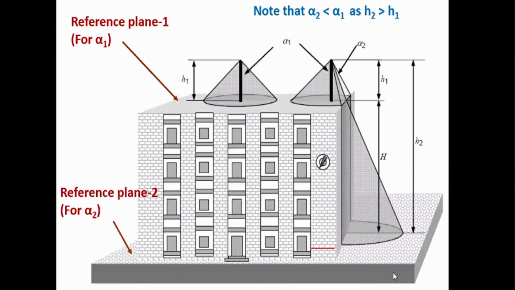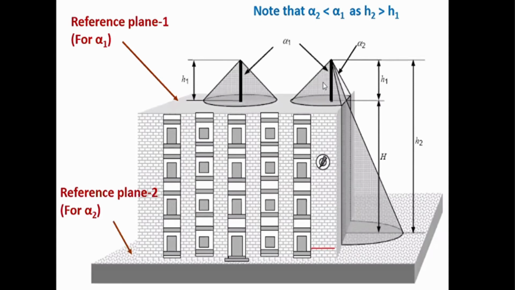Okay, now consider that there is a building and we have an air termination. Let me take the right-hand side air termination. Now you can see that if we consider the rooftop of the building, imagine that we are going to protect something on the rooftop of the building. Now the reference plane will be the rooftop, which I call reference plane 1. And therefore you get an angle alpha 1.